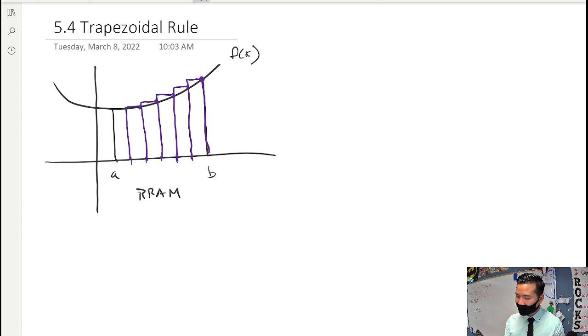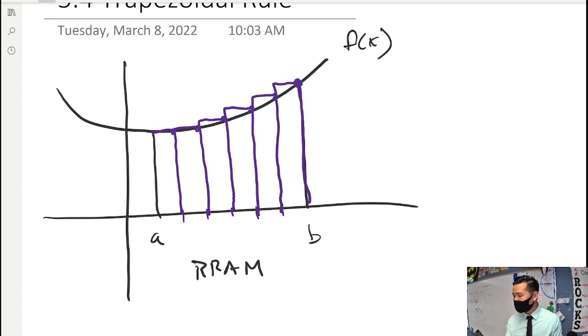Boom, and last one right there, boom. So that's our RRAM. We calculate the area of each of these rectangles, and we sum them all up. Now, that's all well and good, but with our RRAM, you lose some area, or you might overestimate some area. In this case, I think we're overestimating, right? You see it? A little bit of overestimation right here, a little bit of overestimation right there.